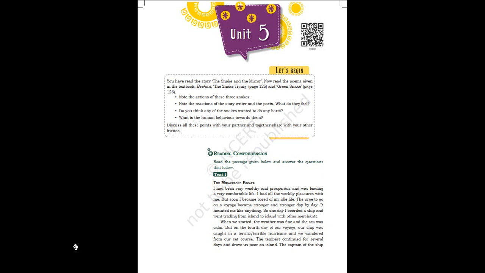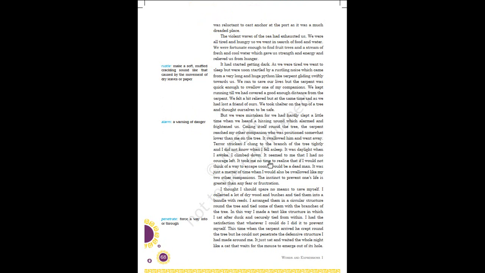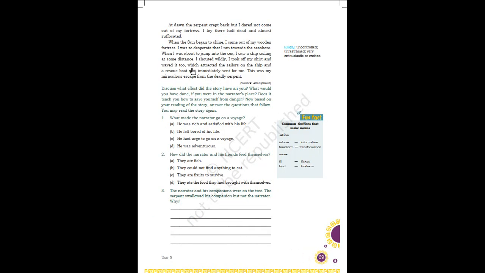So here you have this passage on page 68 and page 69. And on page 69 you have some questions. It's a very simple passage, children. Let us find out the answers for these questions. What made the narrator go on a voyage? The first option is your answer here. How did the narrator and his friends feed themselves? The third option is the answer. They ate fruits to survive.